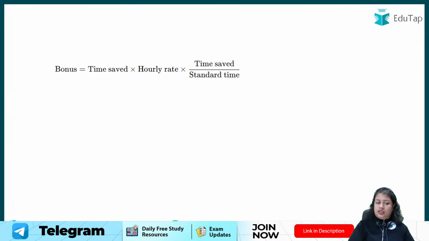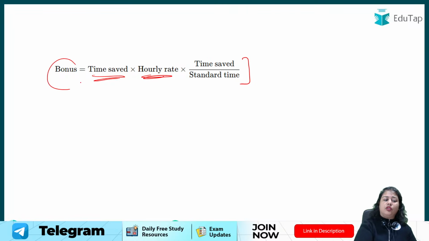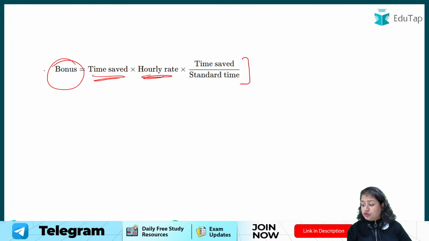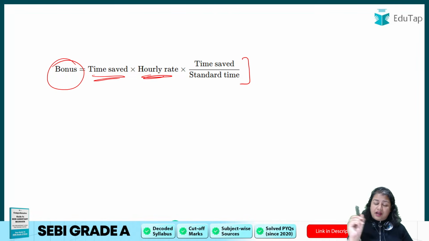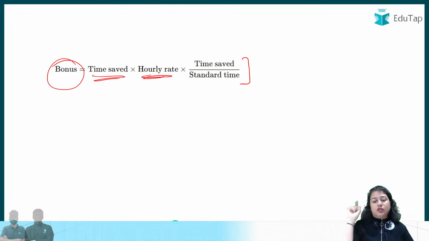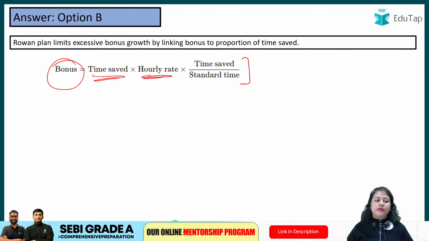So this is the bonus: time saved into hourly rate into time saved upon standard time. This is the bonus under the Rowan plan. So you should know the formula also. If you don't remember the formula, try to recognize it, try to remember this and mark it somewhere, that if you don't know this formula, you have to quickly revise that, okay?